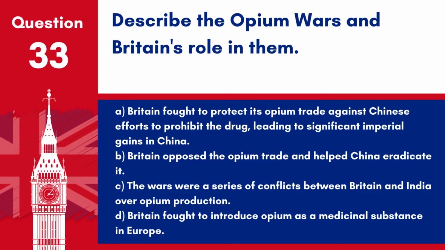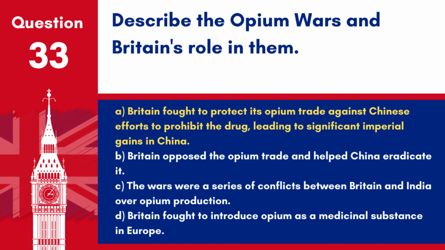Question 33. Describe the Opium Wars and Britain's role in them. A. Britain fought to protect its opium trade against Chinese efforts to prohibit the drug, leading to significant imperial gains in China. B. Britain opposed the opium trade and helped China eradicate it. C. The wars were a series of conflicts between Britain and India over opium production. D. Britain fought to introduce opium as a medicinal substance in Europe.